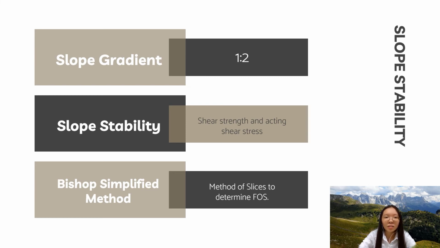Hence, the slope stability can be said to be governed by the ratio between the available shear strength and the acting shear stress. A slope can be considered as stable if the factor of safety is more than 1. In our project, we set all of our slope gradients as 1 to 2 and use the Bishop simplified method or method of slices to determine the factor of safety.